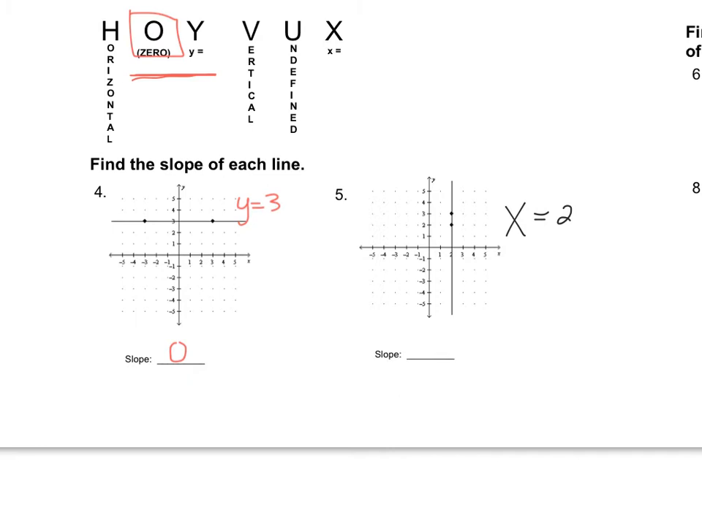All right, so we've got x is equal to 2. We do not have a slope. It is actually undefined. All right, so I would write undefined for my slope in number 5. Little acronym. Hopefully that helps you.